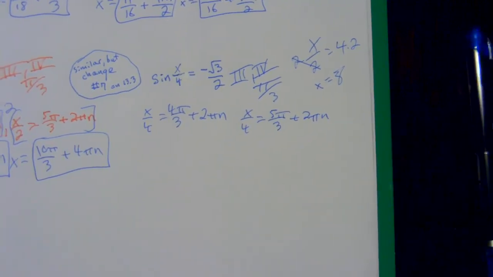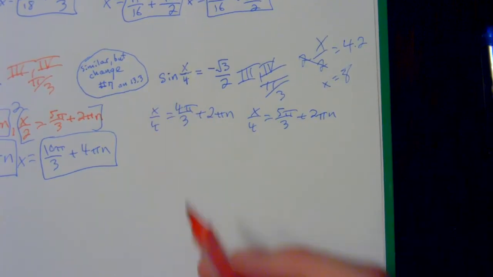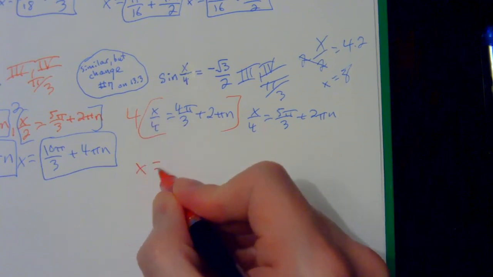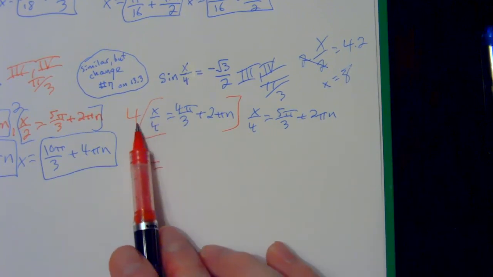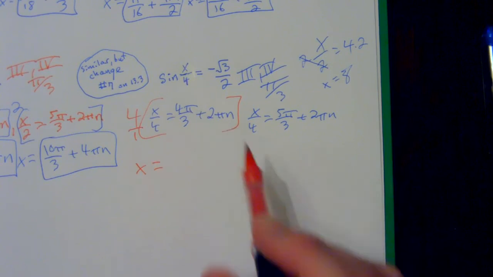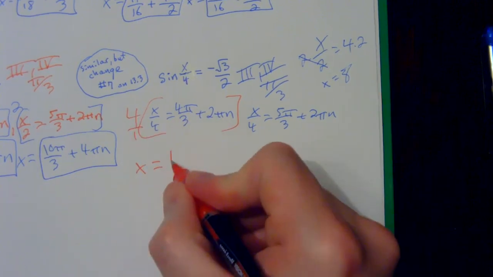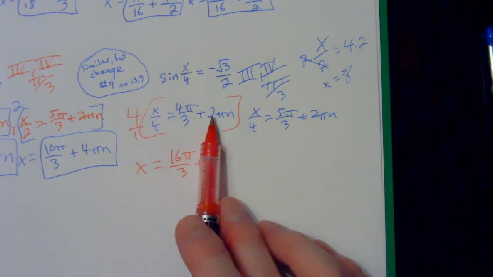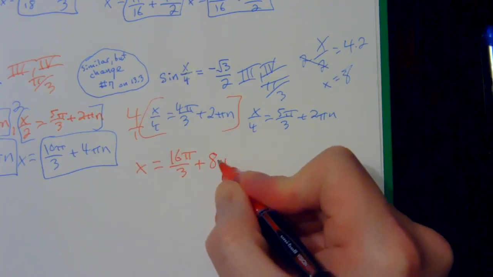And then since this is x divided by 4, you're going to multiply everything by 4. So those will cancel out. And then here, those 4s don't cancel out. That's like 4 over 1 times 4 pi over 3. So 4 times 4 would give us 16 pi over 3. And then I have to remember to go 4 times 2. That'll give me 8 pi n.